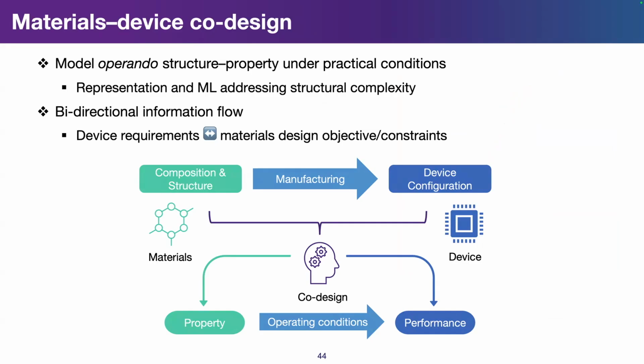This would require another PhD, but I just show some preliminary thoughts. So first thing we need to do is to model the operando structure of materials and its relation to the property under practical conditions. And for this, our representation and machine learning for disordered materials could help. And the second thing is we need a bidirectional information flow between the materials level and the device level design. So this would need some more comprehensive frameworks like the one I showed before.